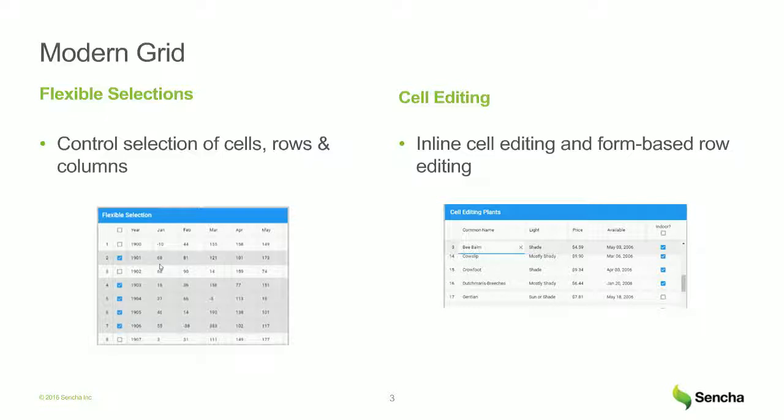First off, I'm just going to start with the modern grid. We added a lot of new capabilities to the grid within the modern toolkit. Trying to get a lot of the same types of capabilities that we had on the classic toolkit, as I mentioned. We have ways for the developers to control a broad range of aspects to the selection of cells, rows, and columns now within the modern grid.